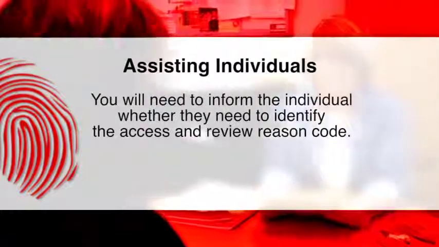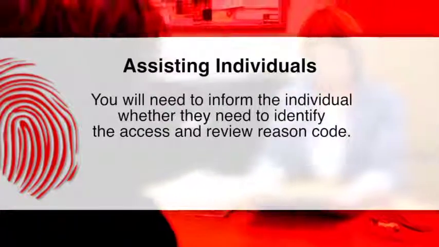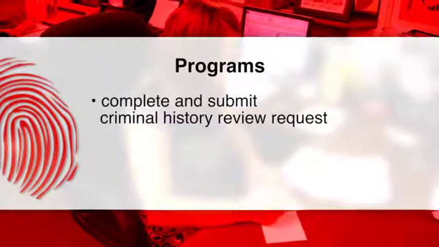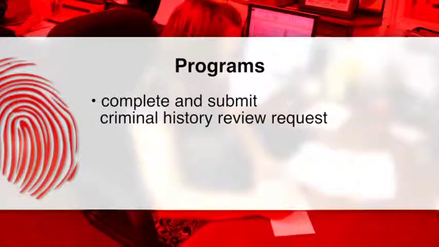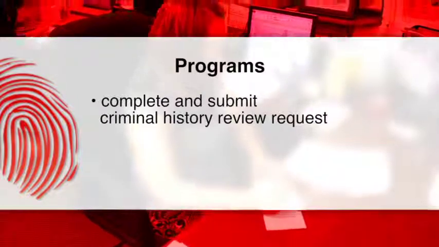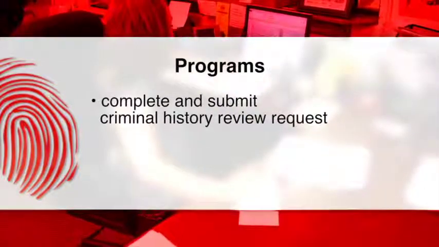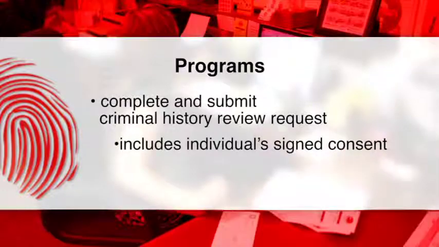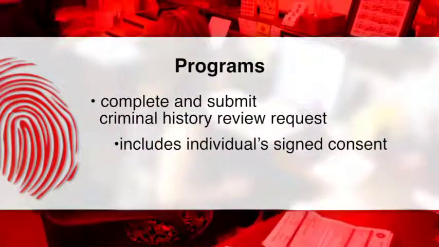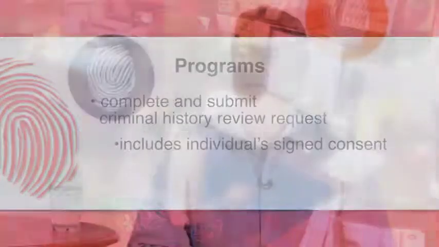Now, let's look at a step specific to programs. Programs will complete and submit to LRO a criminal history review request. It is important this request be completed correctly and fully. This request also includes the individual's signature, giving consent for the program to request and receive criminal history information. Please remember, LRO must receive the individual's complete request before LRO provides any results to the program.